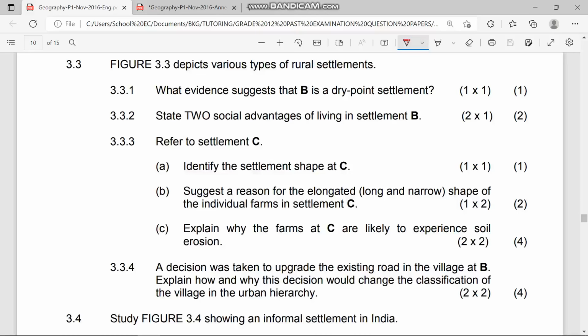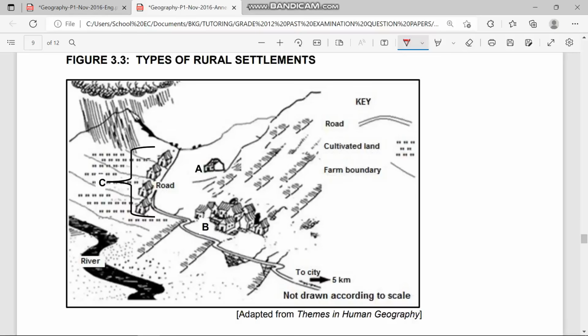So today we are going to be continuing with our revision, by the way. Yes, we're going to be looking at 3.3. So 3.3 says figure 3.3 depicts various types of rural settlements. This is our figure 3.3 in our annexure, showing the types of rural settlements in rural areas.